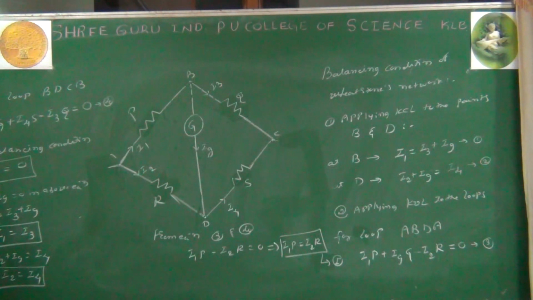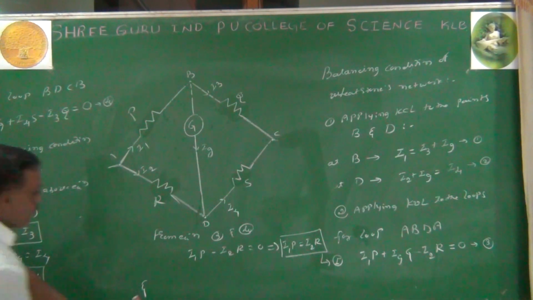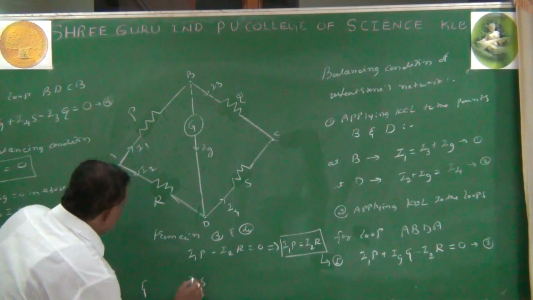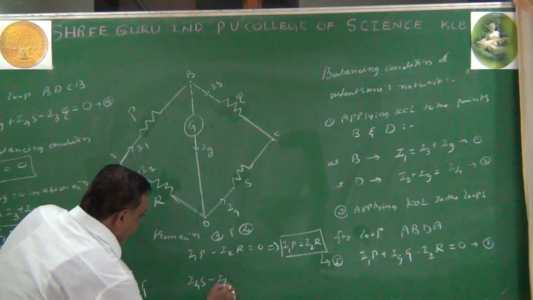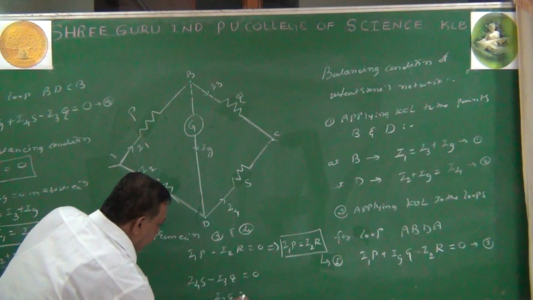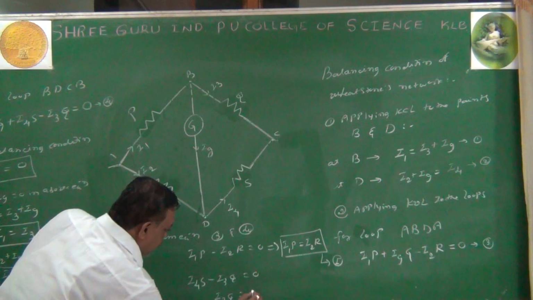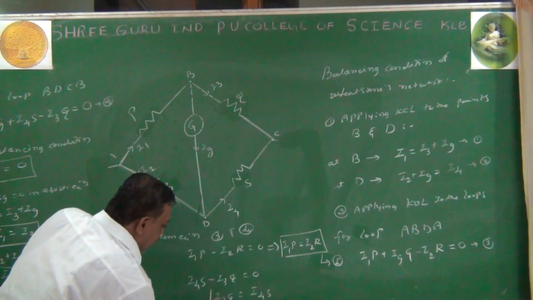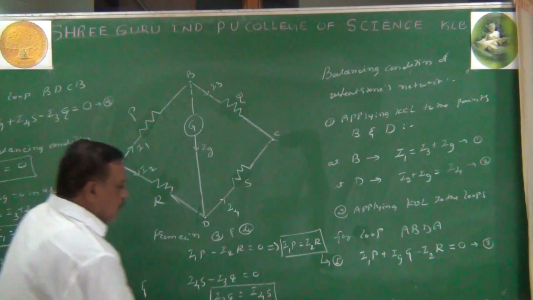Then the fourth equation, and here is the fourth equation. Ig is 0, so I4S minus I3Q equals 0. I write systematically: I3Q equals I4S. I call this Roman 2.